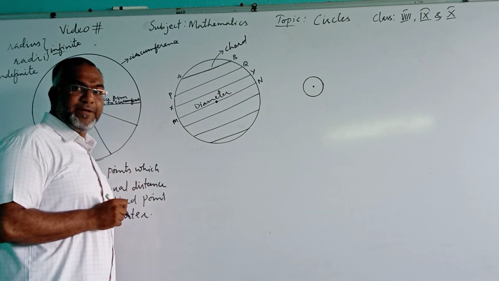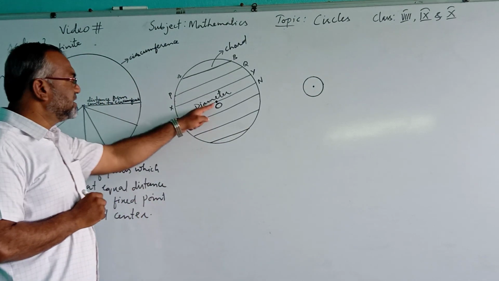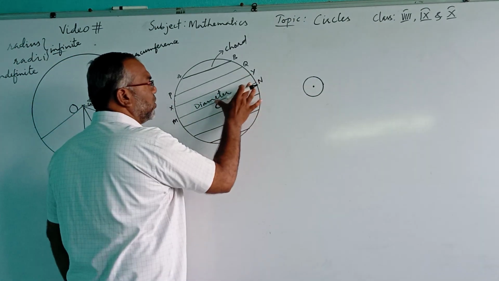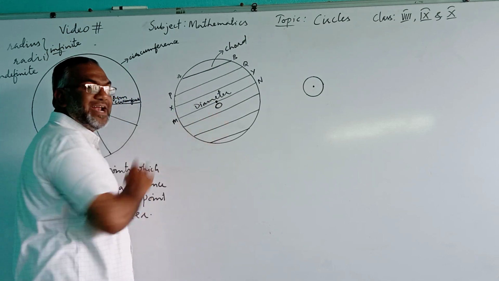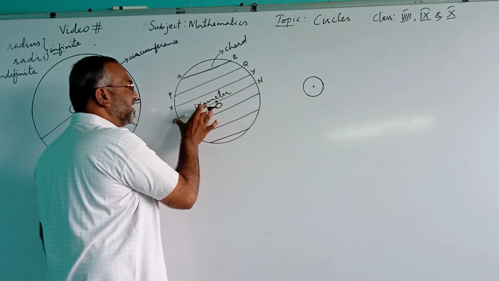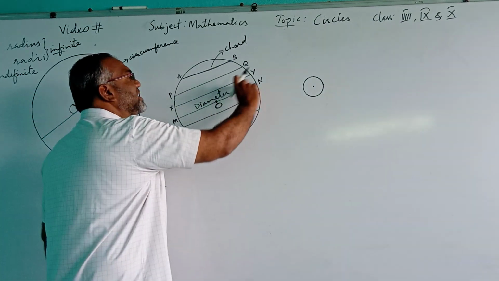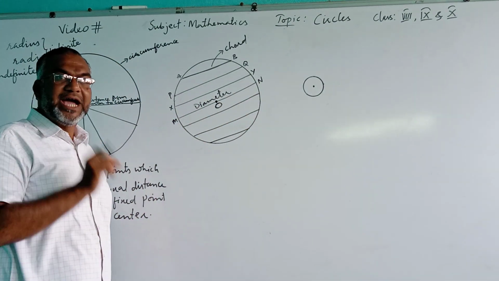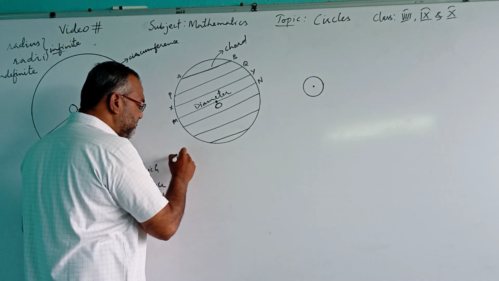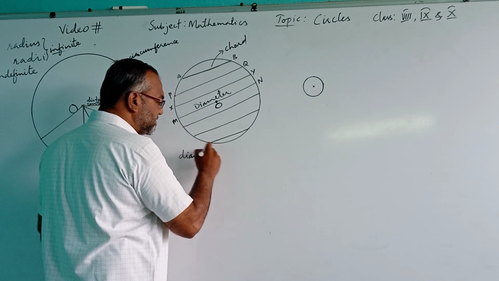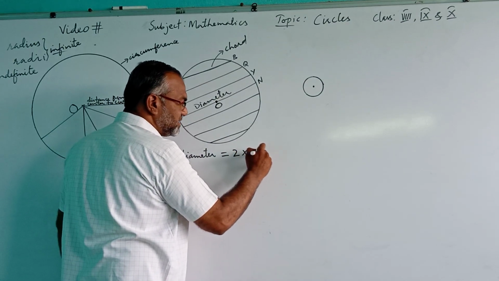Now if you observe carefully, imagine the center is again O. What about OM? OM is a radius, we know. What about ON? ON is also a radius. So two radii give us one diameter. Two radii give us one diameter. That means the diameter is double the radius.